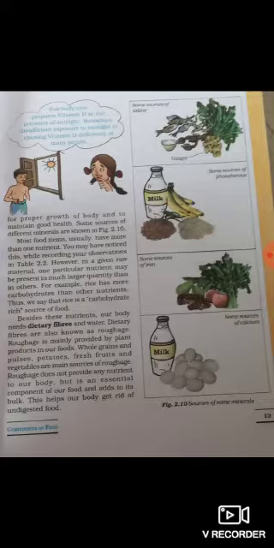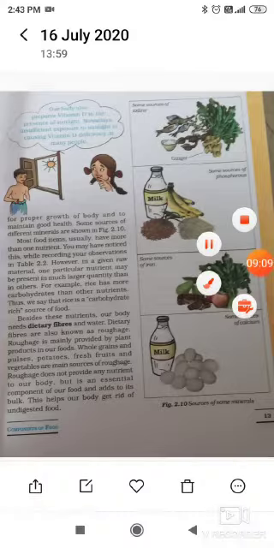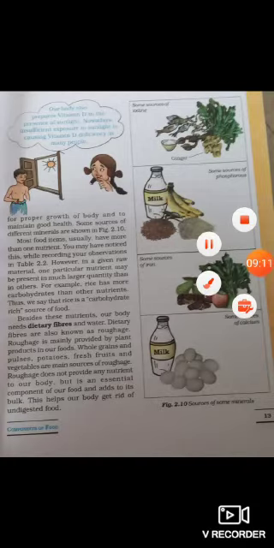Whole grains and pulses, potatoes, fresh fruits, and vegetables are main sources of roughage. Roughage does not provide any nutrient to our body, but is an essential component of our food and adds to its bulk. This helps our body get rid of undigested food. So students, dietary fibers help us in digestion of food, and whole grains and pulses, vegetables such as potatoes, spinach, radish, carrot, lady's finger, and fresh fruits are some of the sources of dietary fibers. Understood, students?